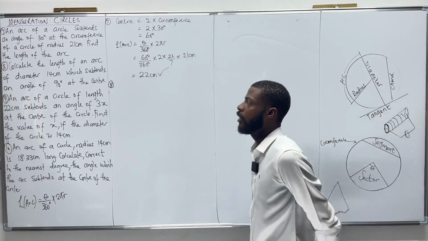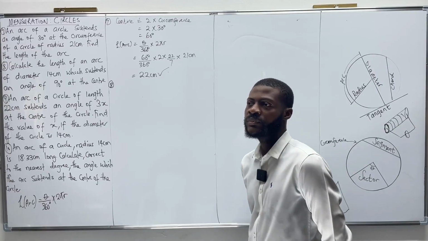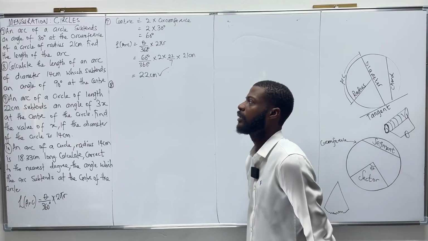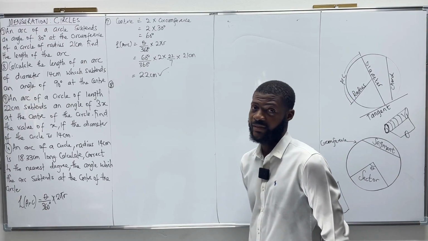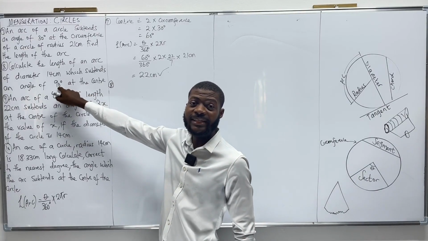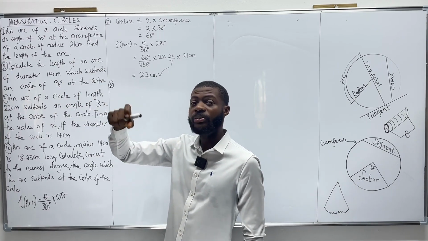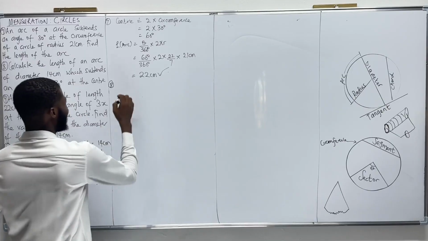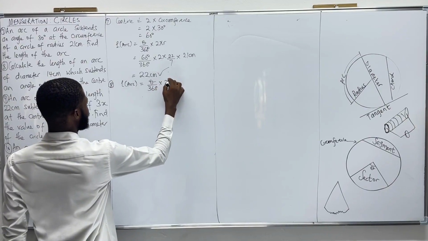Calculate the length of an arc of diameter 14 cm, which subtends an angle of 90 degrees at the center. When I see this question, the first thing that comes to my mind is, what portion of the circle is the arc taking? The arc is actually taking a quarter of it. How did I know it's 1/4? This is 90. So what is 90 divided by 360? That's 1/4. So the portion is going to be a quarter of it. But you might not really need that. But let's continue. So length of an arc is theta over 360 degrees times 2 pi radius.